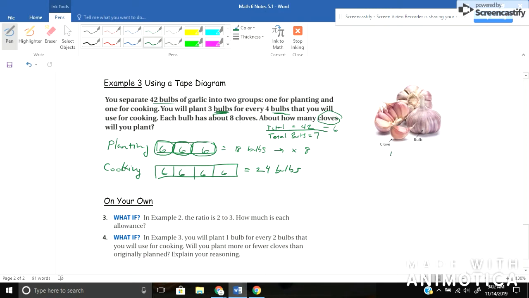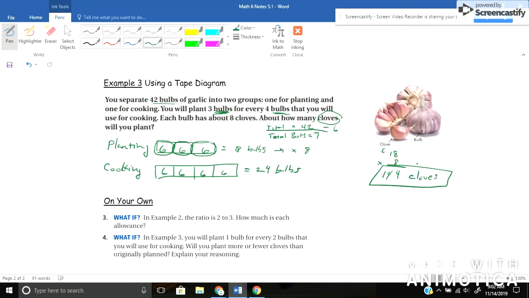So 18 times 8. 8 times 8 is 64. 8 times 1 is 8, plus 6 is 14. So 144 cloves is what we will plant. All right, so there's a little bit more practice.